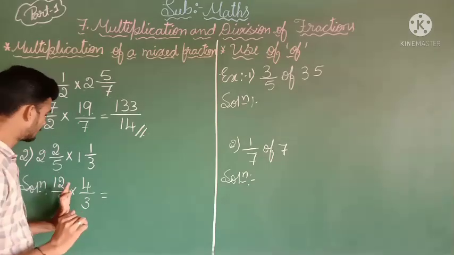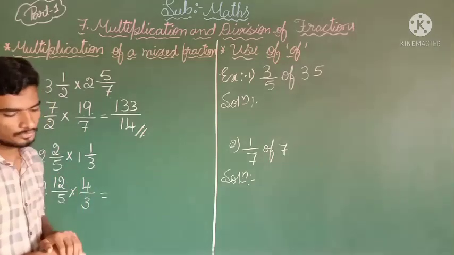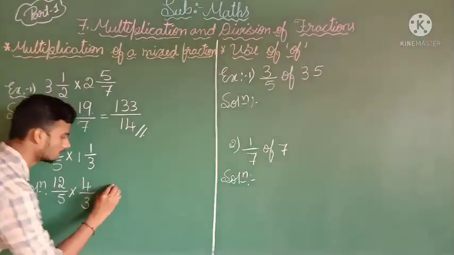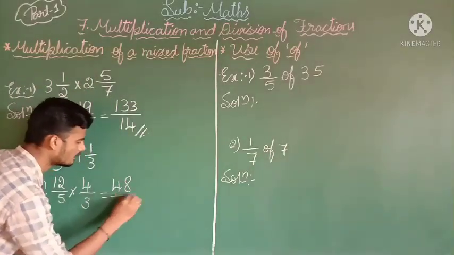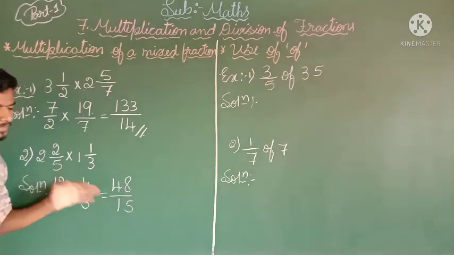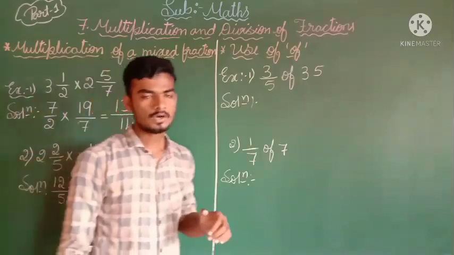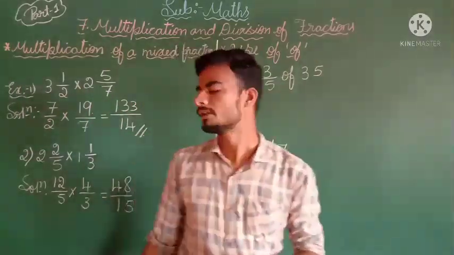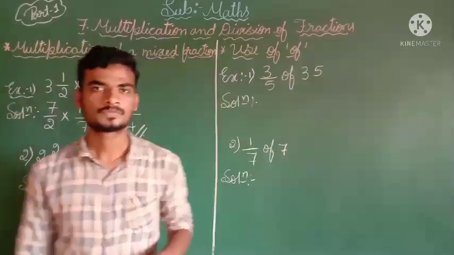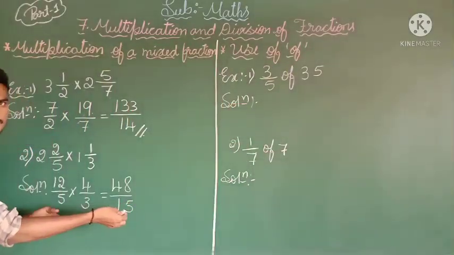Okay, 12 into 4. What product will you get? That is 48. Then 5 3s are 15. Okay, in this way you have to solve. Now we have to check whether it will be reduced into a lowest term or not. Okay, so it is going to reduce into a lowest term.